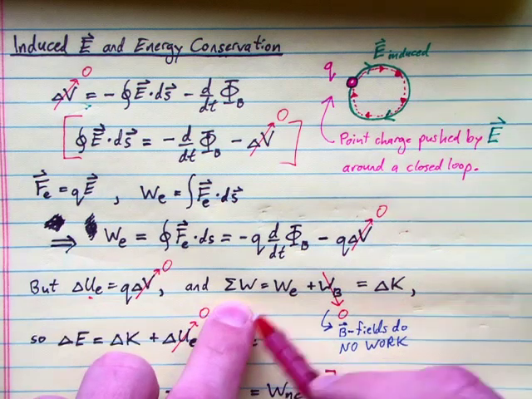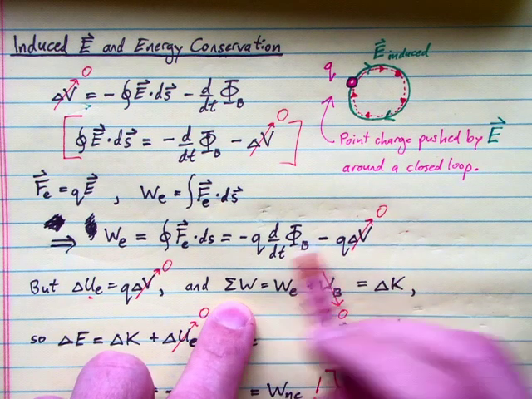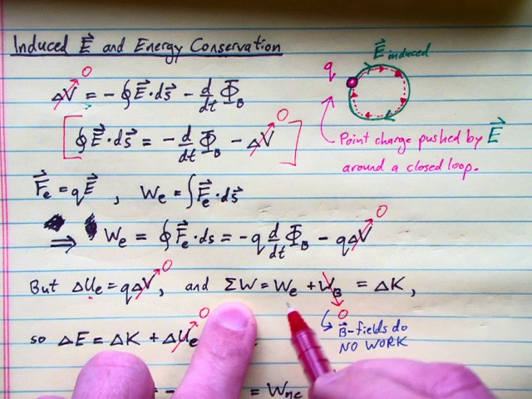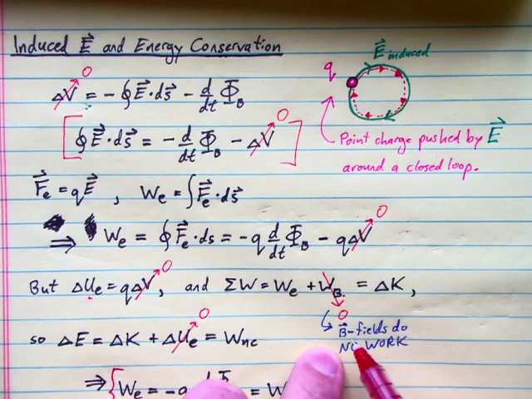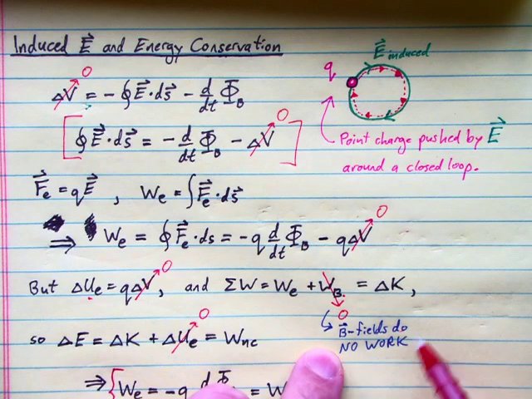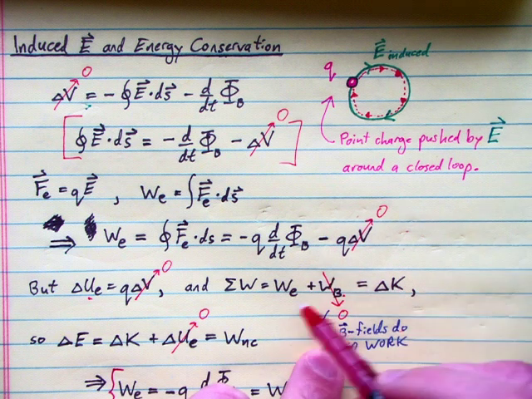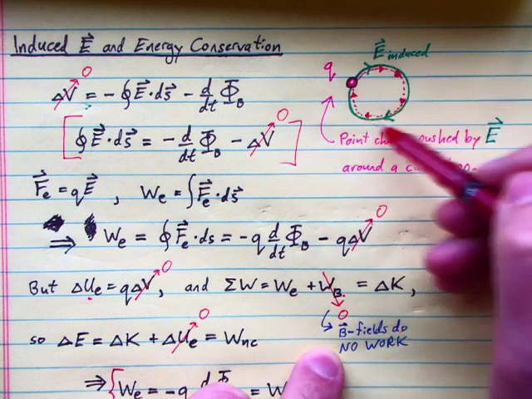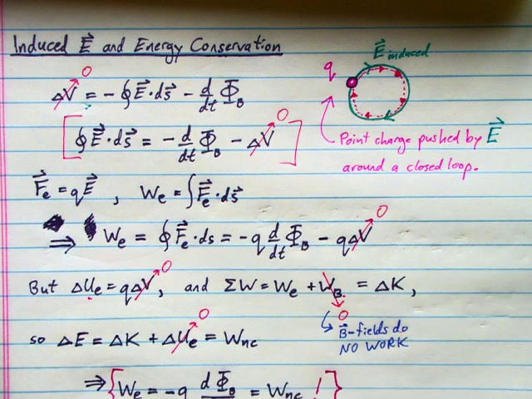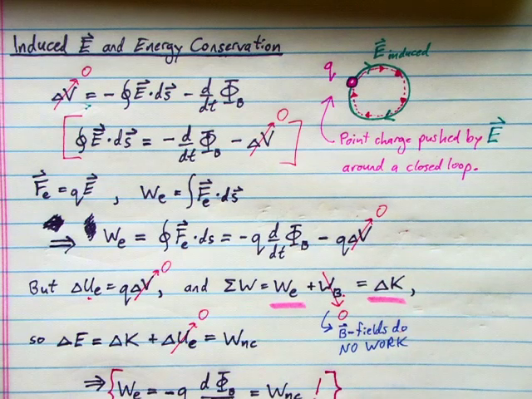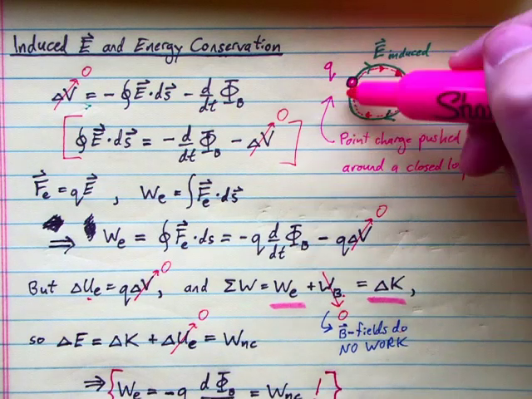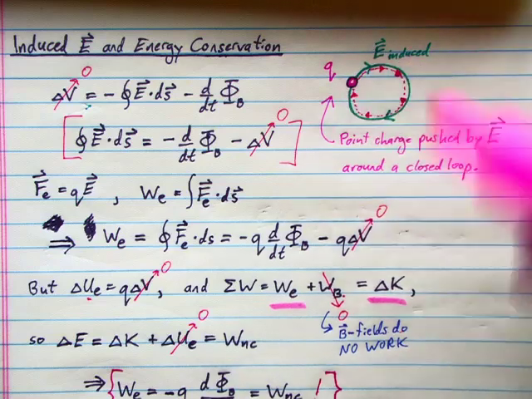So in our work-energy theorem here, the total work done is the work done by the electric field and the work done by the magnetic field around that path. Well, the B field cannot do work. We've seen why that is. So the net work done here is just the work done by the electric field. That equals our change in kinetic energy. This electric field speeds the particle up every time it completes another loop.